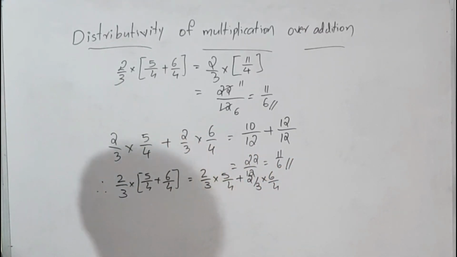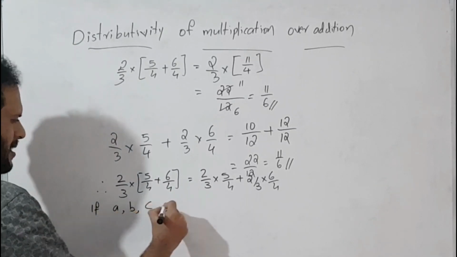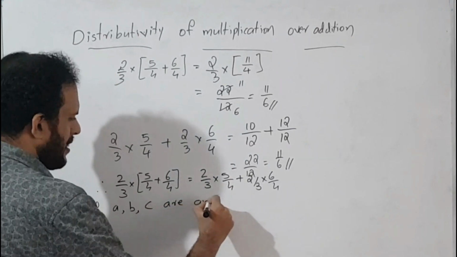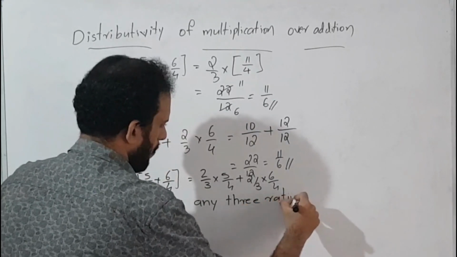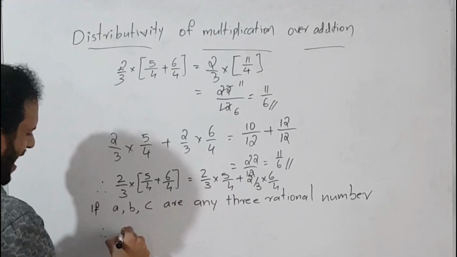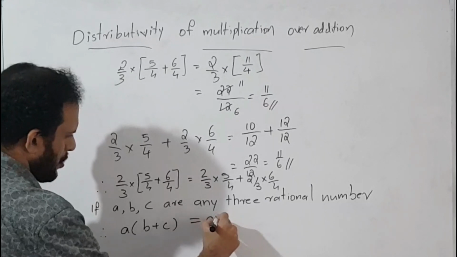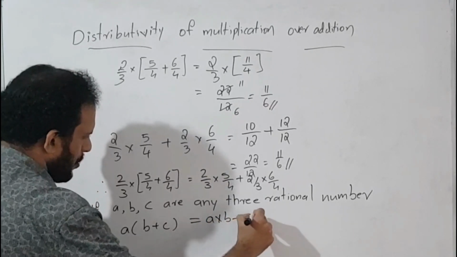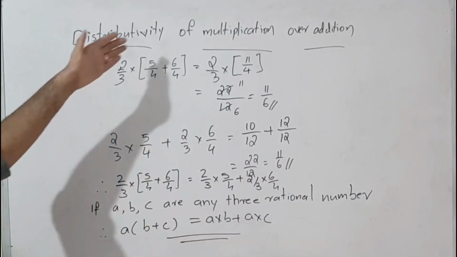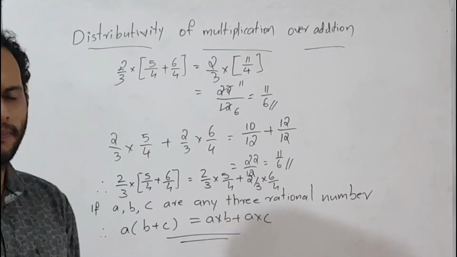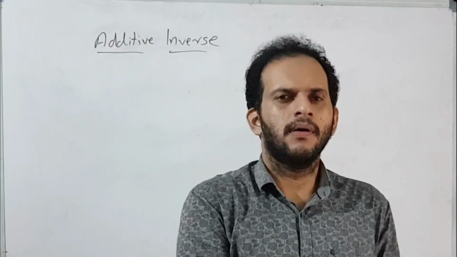How do we generalize? If A, B, C are any three rational numbers, then A into B plus C is equal to A into B plus A into C. This property is called the distributive property, or distributivity of multiplication over addition. We discussed the distributive property, and after that we discuss the additive inverse.